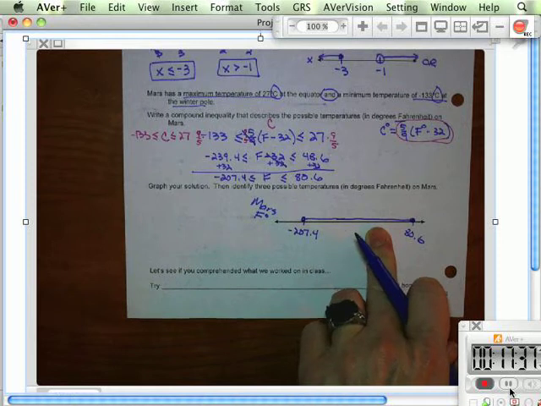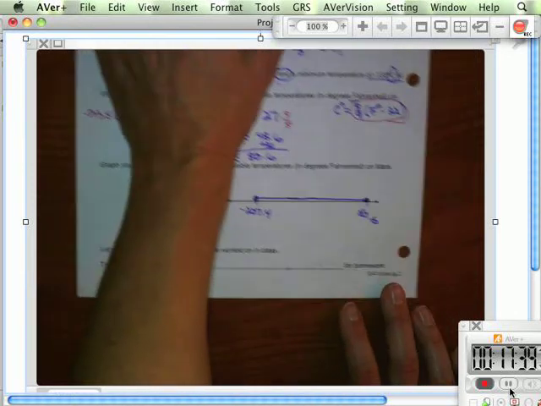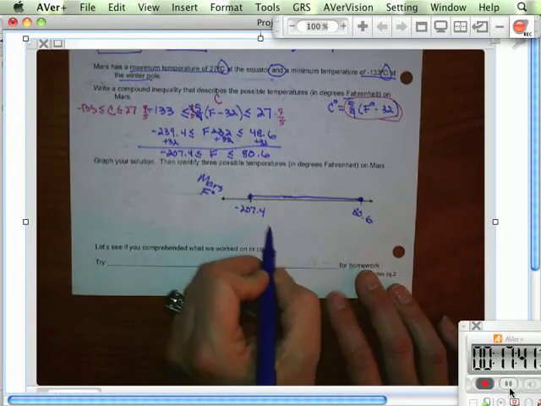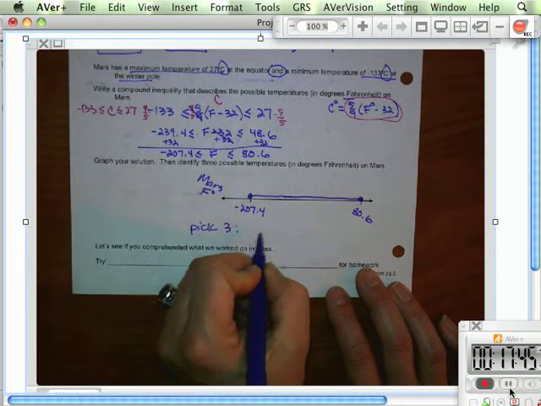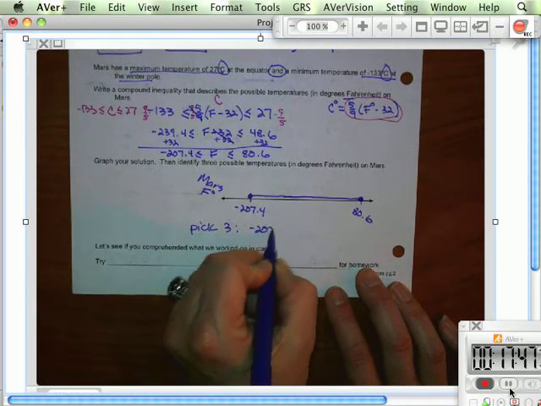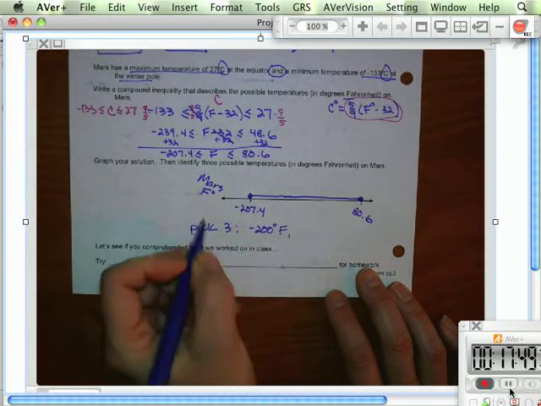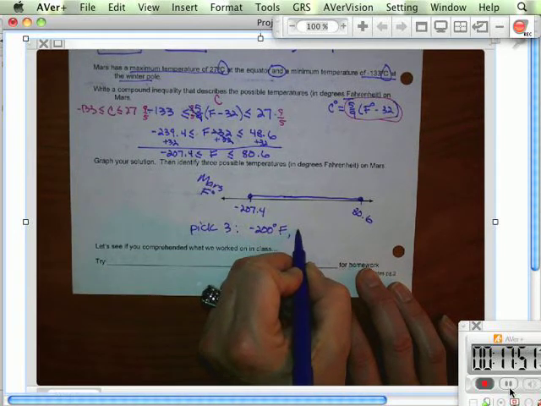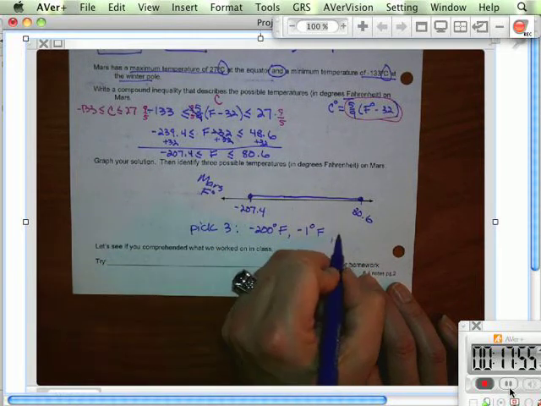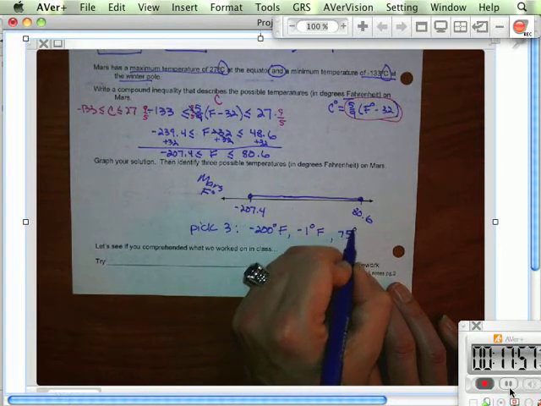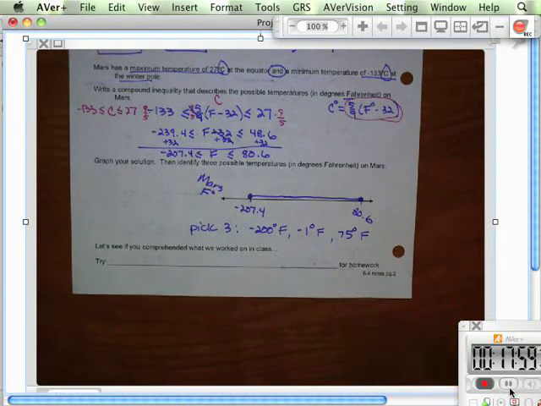So let's just pick 3. I'm going to say, I don't know, negative 200 degrees Fahrenheit, negative 1 degree Fahrenheit, maybe 75 degrees Fahrenheit. There's 3. Doesn't matter. Anything that would be in between here.